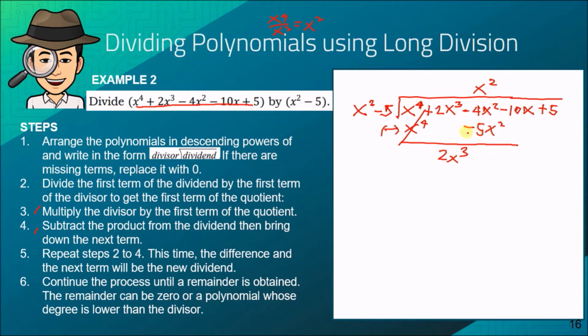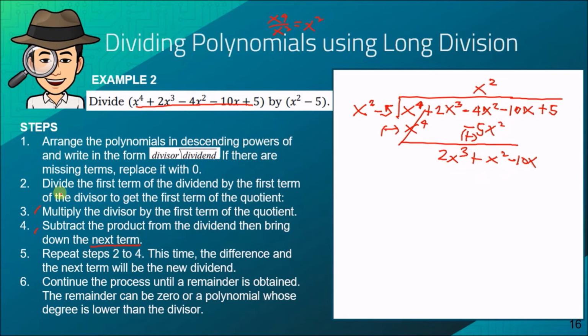And then, copy, change ulit. Magiging plus yan. Negative 4 plus 5. Magiging plus 1. No need to write the 1. So, magkakaroon ka ng ganyan. Bring down our negative 10x as another term according to step number 4.